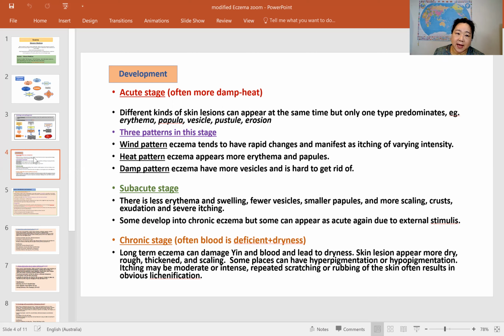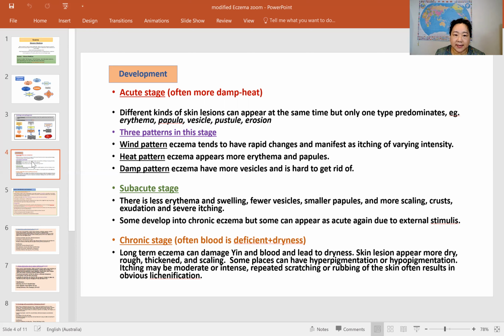At the subacute stage, there's less erythema and swelling, fewer vesicles, smaller papules, and more scaling, crusts, exudation, and severe itching. At this stage, some skin rashes can go to the chronic eczema stage, and some can go back to the acute stage. Following some external or internal stimuli, it can flare up again.